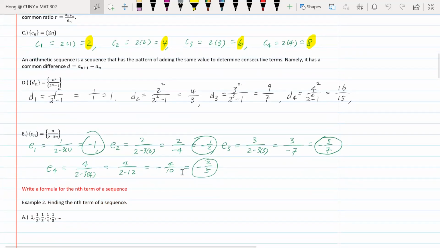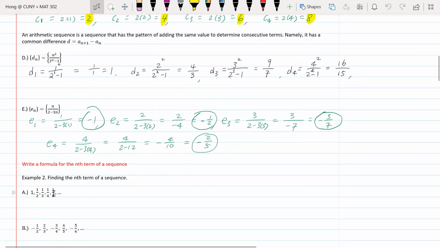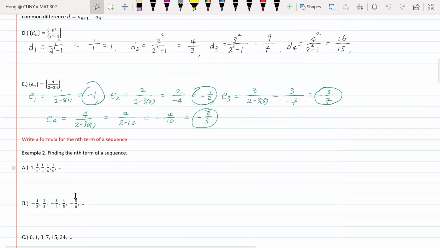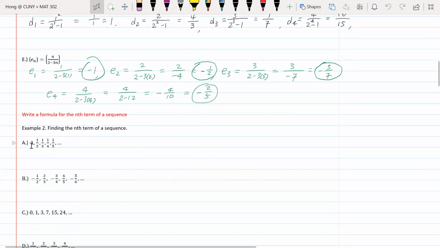So now, example 2 is giving you some terms of a sequence and asks you to write the formula for the nth term of a sequence. For example, A: 1, 1/2, 1/3, 1/4, 1 over 5. Yeah, this is easy, right? So this you can write as A sub n equals nth term. You only need to write the nth term. You don't have to write the sequence. So based on the observation, A sub n equals 1 over n. That's easy.